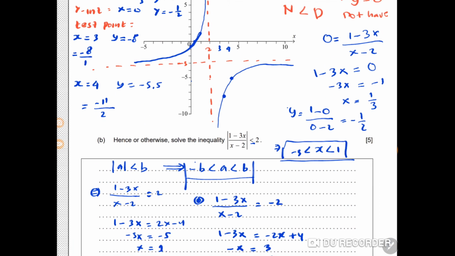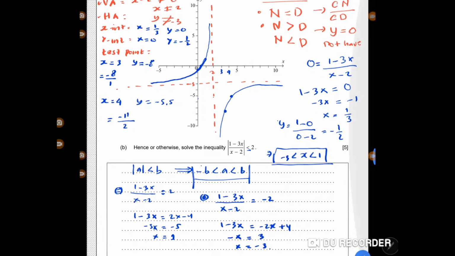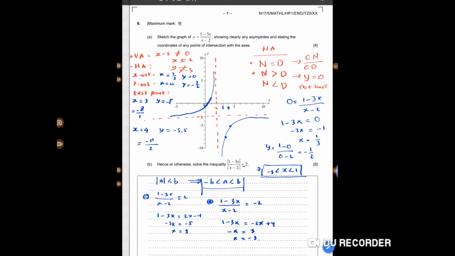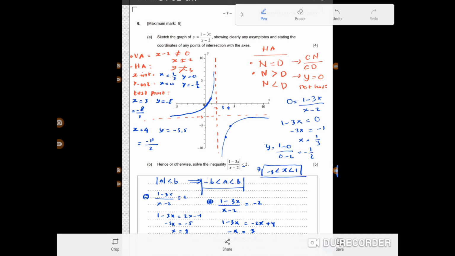Okay, I think that is this one. So I hope you can understand this concept, and don't forget to try hard. This one is easy if you understand.